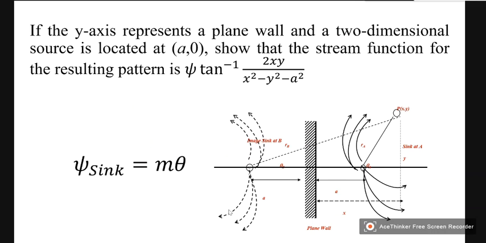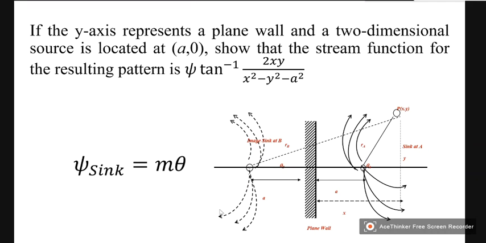See, in one of the problems given to you, I think it is 4.1a, there are two parts. 4.1a: if the y-axis represents a plane wall and a two-dimensional source is located at A0, show that the stream function for the resulting pattern is psi equal to m tan inverse of 2xy by x square minus y square minus a square. There I have missed typing m.